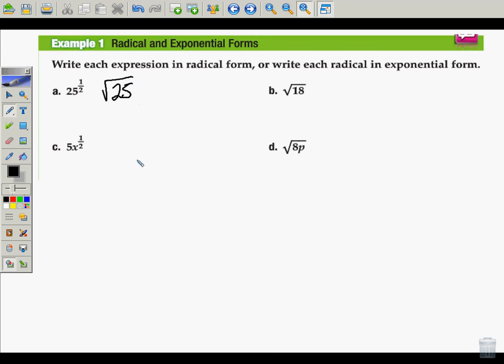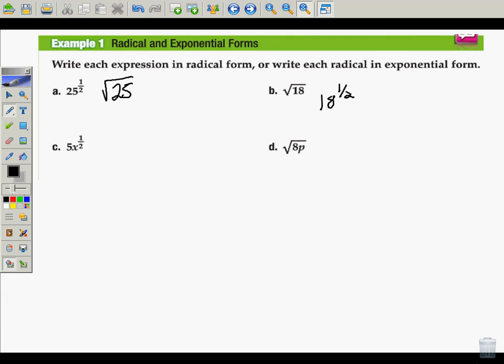So how would I rewrite the square root of 18 in exponential form? Well, it's square root, so I just have 18 raised to the 1/2 power. Raising something to the 1/2 power just means you're taking the square root. Taking the square root of something just means you're raising it to the 1/2 power.